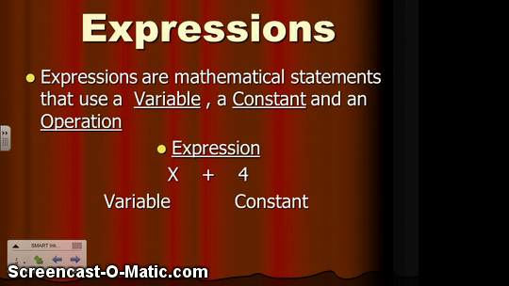The variable is the x, it's our unknown value, and the constant is our 4 in our expression example, and a constant is a number that will always stay the same. So a constant is the number that is connected to the variable in the expression. And then of course you have the operation. What are we doing to solve for that expression?